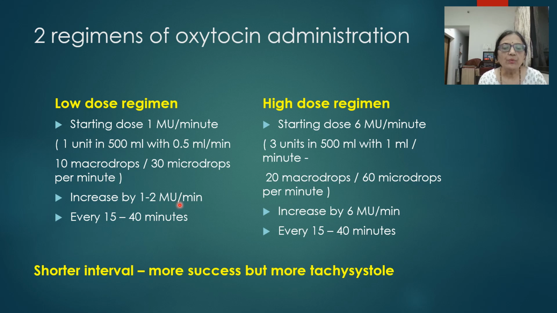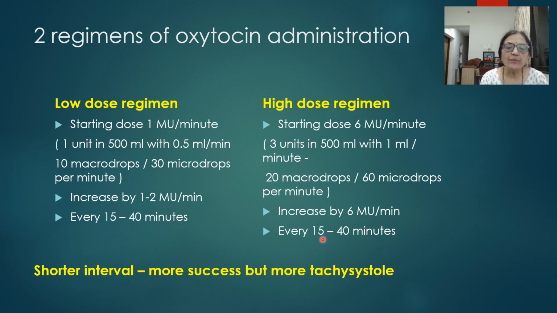Then you increase by 1 to 2 milliunits per minute every 15 to 40 minutes. In high dose, the starting dose is 6 milliunits per minute. How you ensure that your patient is receiving 6 milliunits per minute is 3 units is added to 500 ml, with the patient receiving 1 ml per minute. That means the drip rate is either 20 macrodrops or 60 microdrops per minute. You increase this if there is no adequate response or contractions are still inadequate. You increase by 6 milliunits per minute every 15 to 40 minutes.